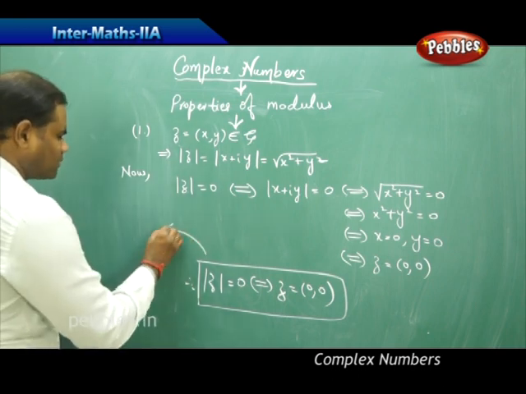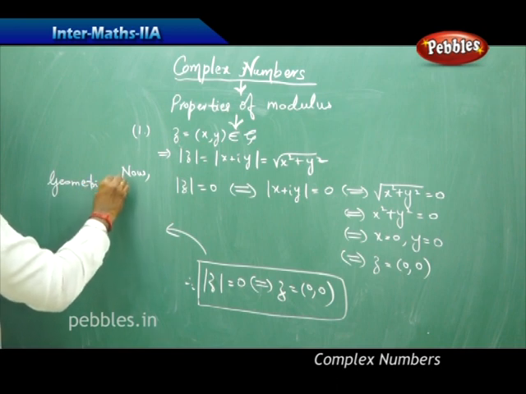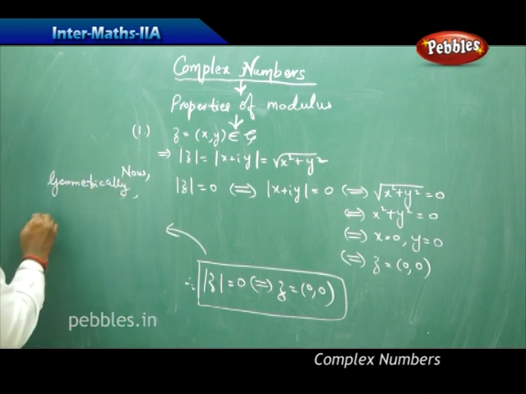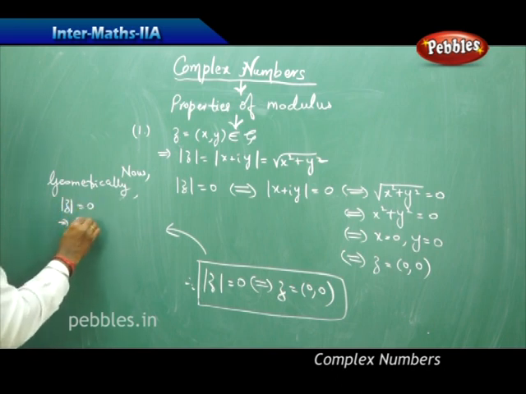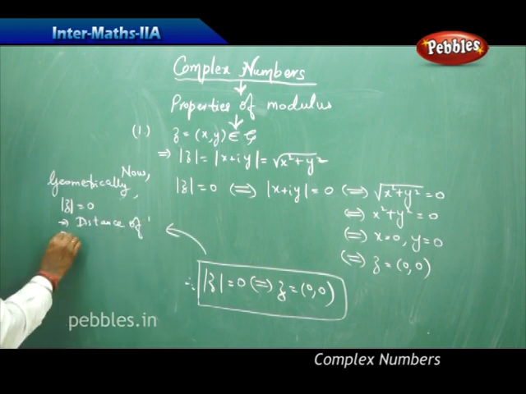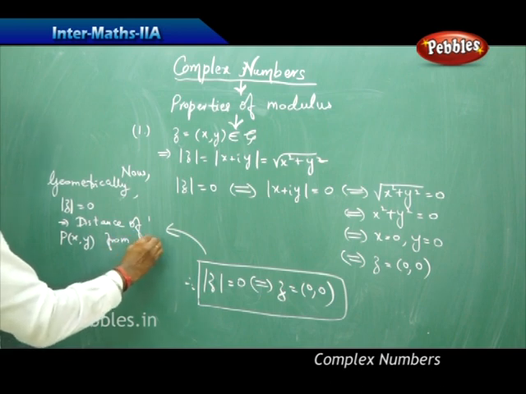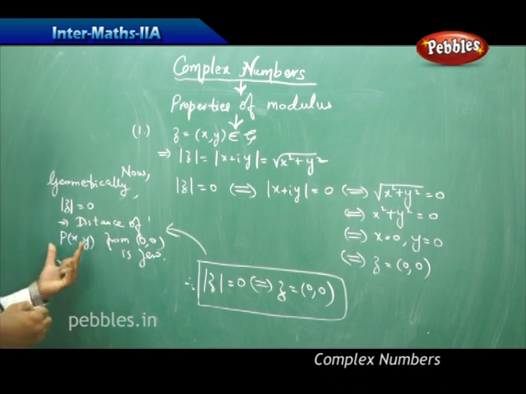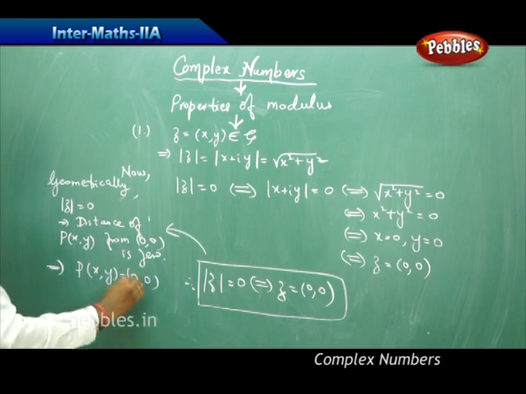So geometrically we understand that mod z equal to 0 implies distance of P(x,y) from origin is 0, and this is possible only when P coincides with 0. That implies P(x,y) is equal to 0, 0.